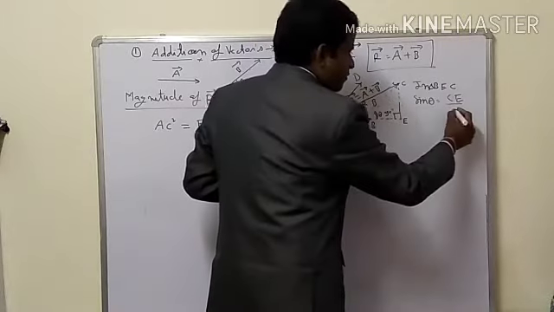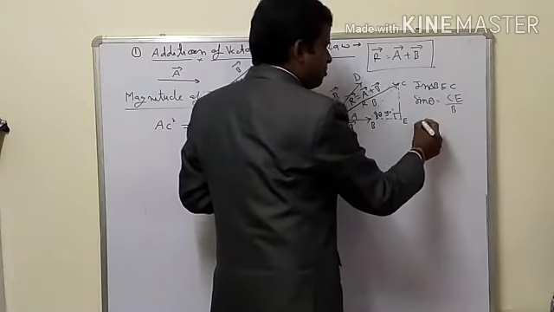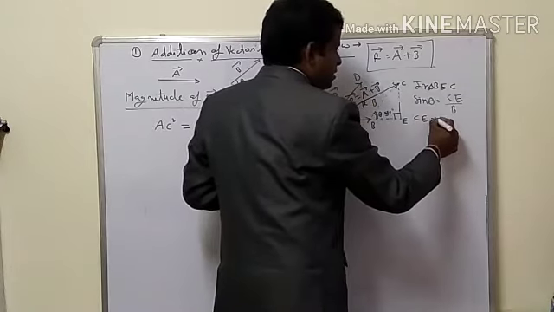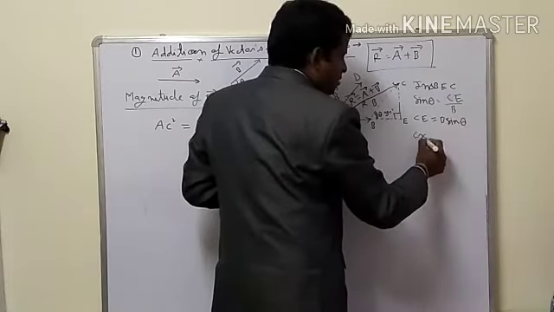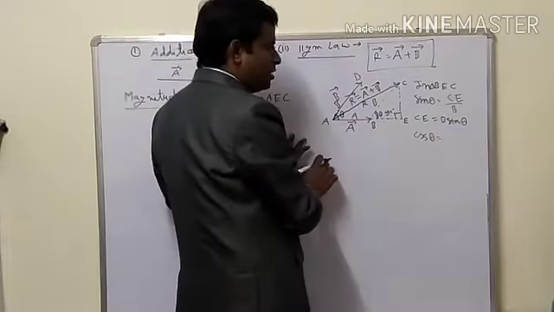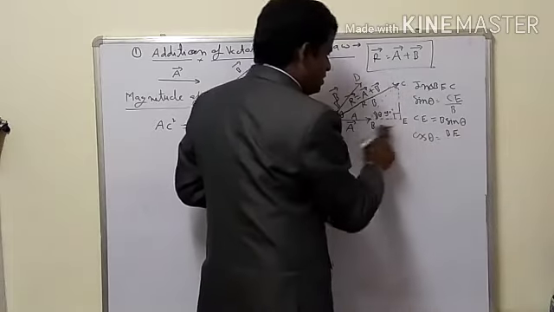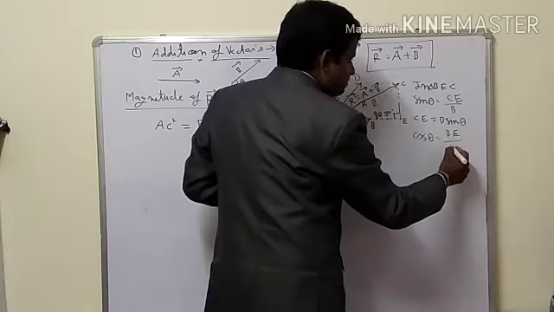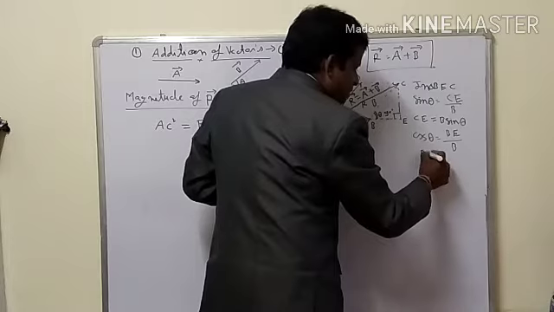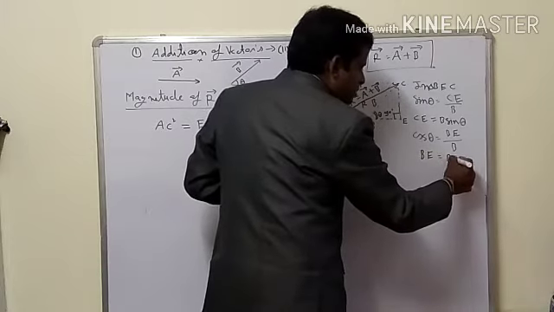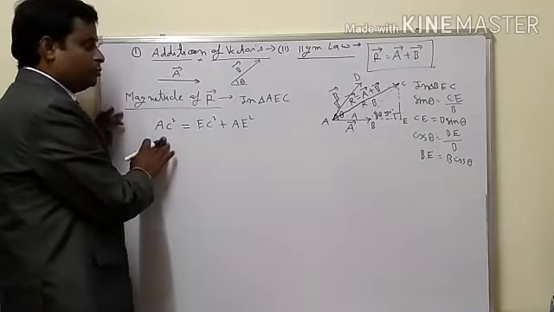So we are writing over here perpendicular upon hypotenuse, meaning CE upon B. So CE is equal to B sin theta. Similarly, by using cos theta in the same triangle, we will write base BE upon hypotenuse B. So BE is equal to B cos theta. Getting it? Now I am going to put the values over here.